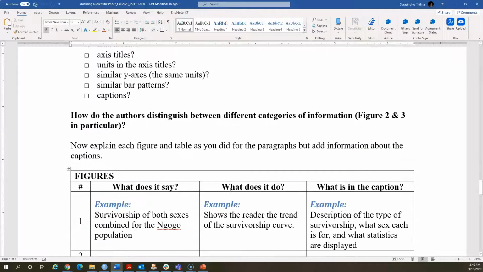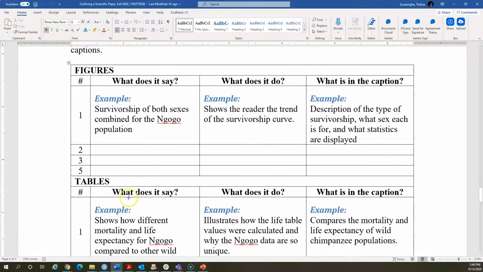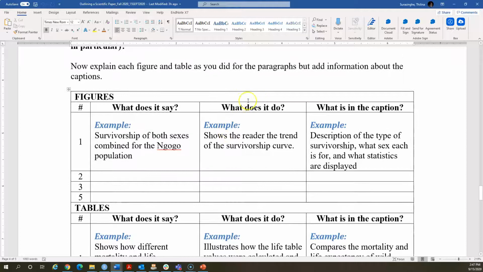And let's move on. How do the authors distinguish between different categories of information, in particular for figure 2 and 3, right? The first example is done for you. What does that figure say? Here the example is figure 1. Survivorship of both sexes combined for go-go population, right? So, and what does it do? Okay, well, how do you get this?